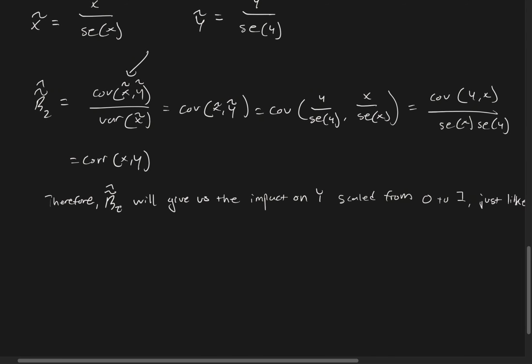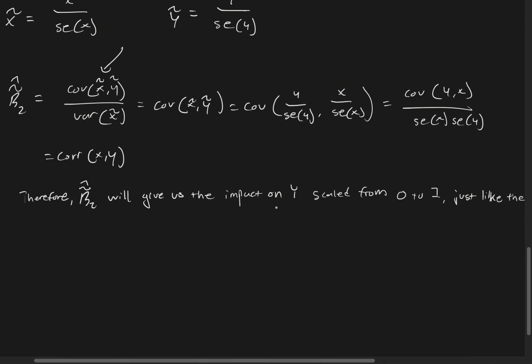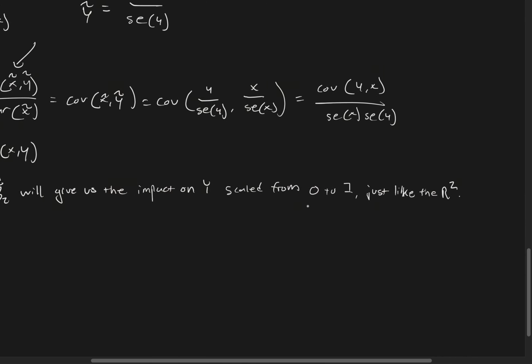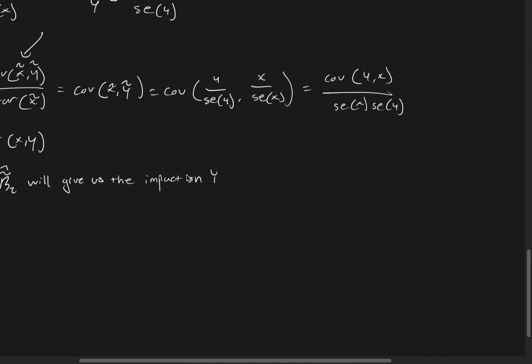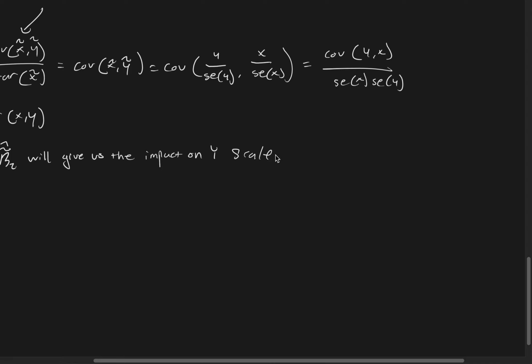And so therefore the beta 2 will give us the impact on y scaled from, this is actually incorrect. Let me rewrite this again. Give us the impact on y scaled from -1 to 1.